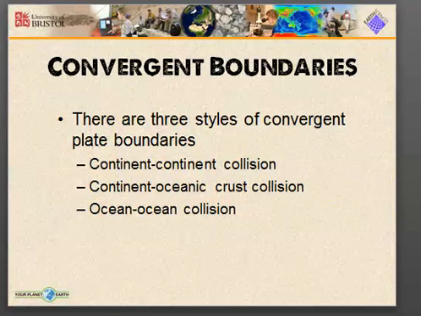Now let's look at our convergent boundaries. That's when two plates are running into one another. And so you're going to have different things happening when you have continental crusts colliding, when you have oceanic crusts colliding, and when you have one of each, continent and oceanic crust collisions. You want to make sure that you take note of what happens at each one of these collisions.